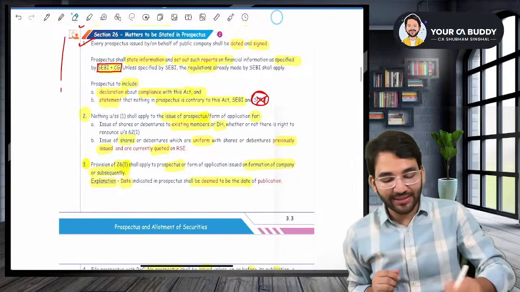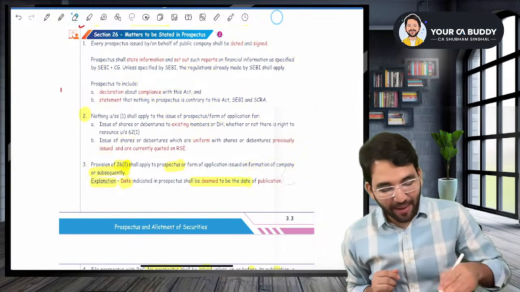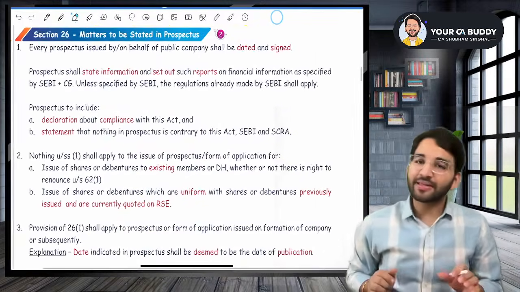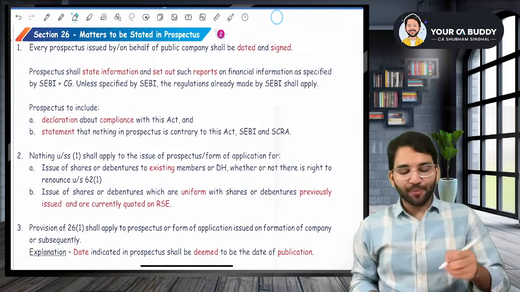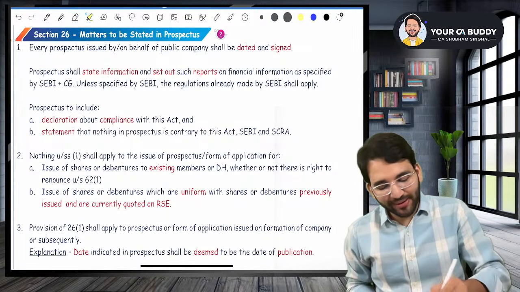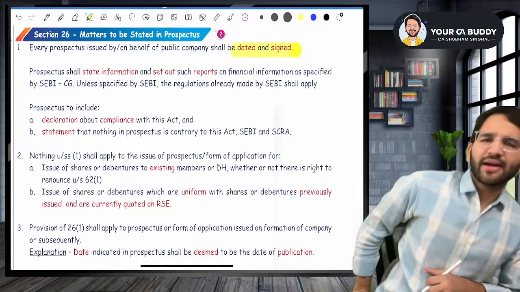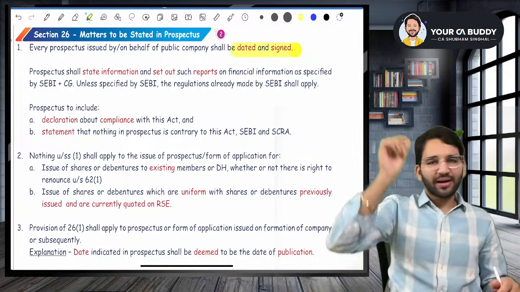What are the matters to be stated in a prospectus? Sir, what are the matters that you are going to write in your prospectus? Listen to me very carefully. Number one, your prospectus should be dated and your prospectus should be signed. There should be a date in the top right corner and there should be a signature.